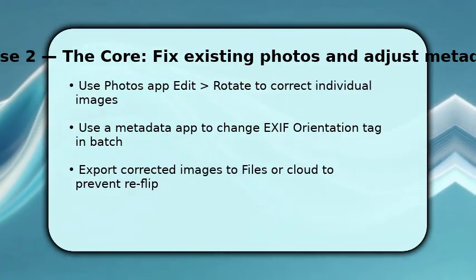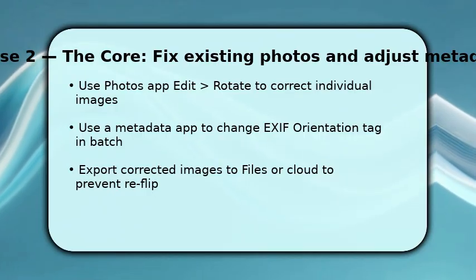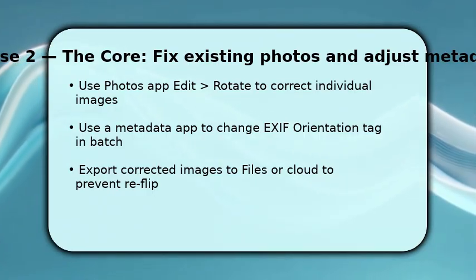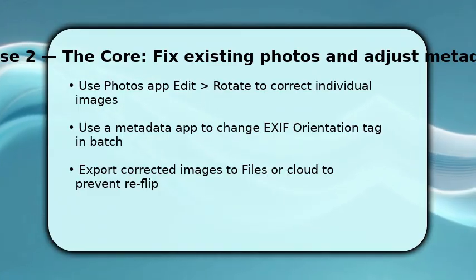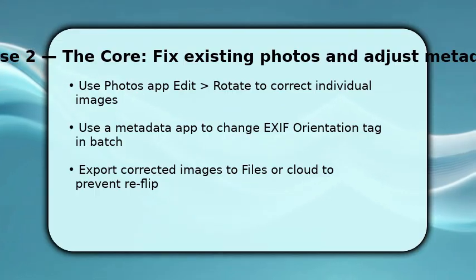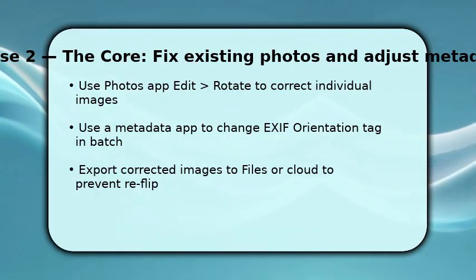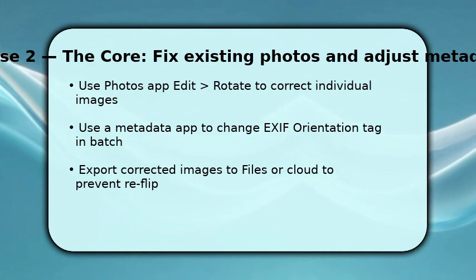For many photos, use a metadata or batch image tool to modify the EXIF orientation tag to 1 or normal. This prevents viewers from auto-rotating. Once corrected, export to Files or your cloud storage. This ensures third-party apps read the fixed orientation and do not flip them again.